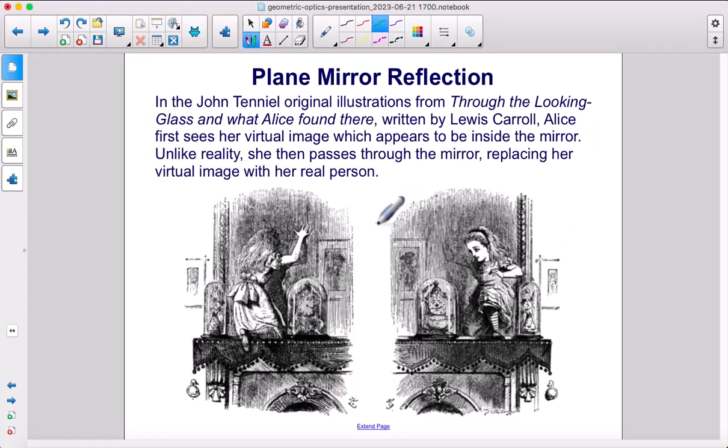In the John Tenniel original illustrations from Through the Looking Glass and What Alice Found There, written by Lewis Carroll, Alice first sees her virtual image, which appears to be inside the mirror. Unlike reality, she then passes through the mirror, replacing her virtual image with her real person.